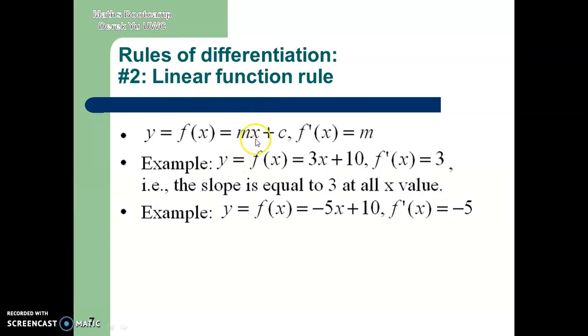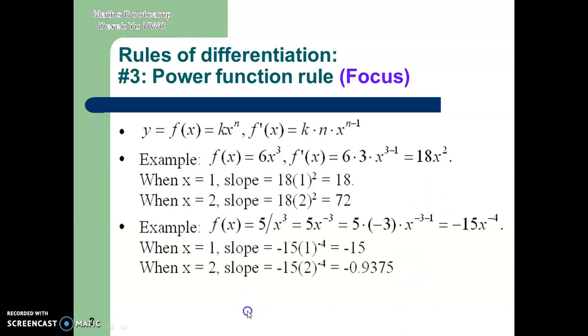Next one, linear function. Okay, in case it is a linear function, y equals mx plus c, the first order derivative or the slope is simply your m. Then in other words, the slope of this linear function is equal to m at all x values. Okay, there are 2 examples here. This is the focus, power function rule.